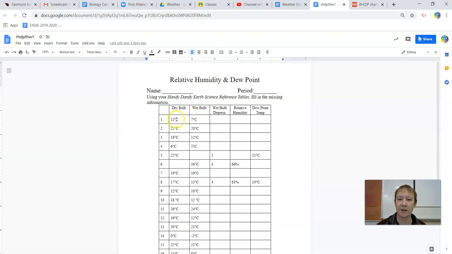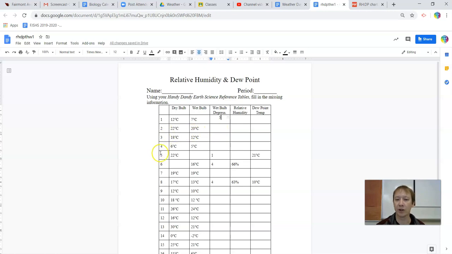So in this case, if we take the dry bulb of 12 degrees Celsius minus the wet bulb of 7 degrees Celsius, we have a wet bulb depression of 5. So it's simply taking dry bulb minus wet bulb. If we're looking at, say, 22 degrees Celsius, it would be 22 minus 20. In this case, it would be 2.